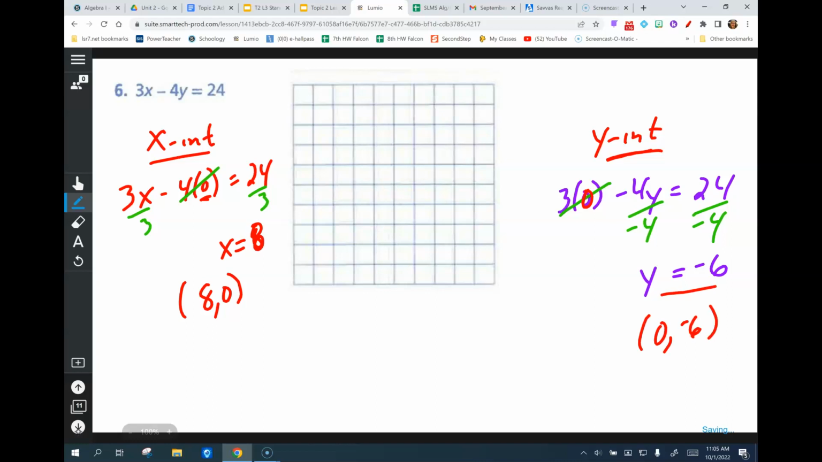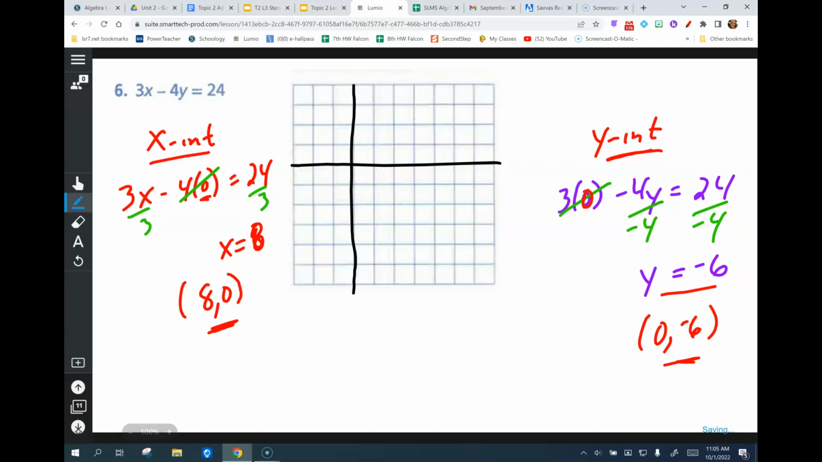Now, I kind of waited to draw my axes because I have this and I have this. So I'm going to have to go further down. Okay, so I'm going to start up a little higher because I have y-intercept of negative 6. And I'm going to start over a little further to the left. So I'm just kind of strategically playing with those.